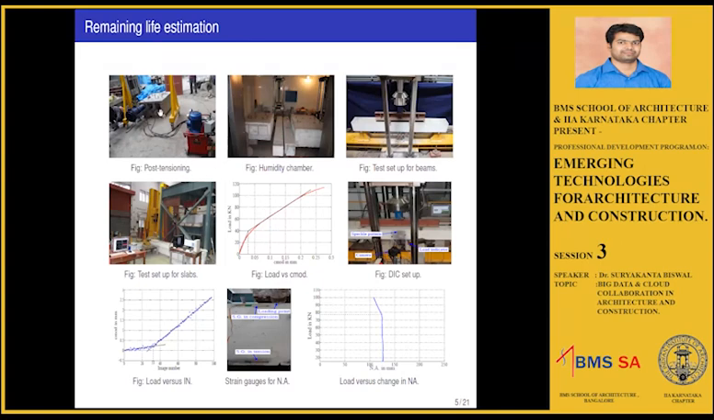So we cast post-tension concrete beams and slab. We kept them inside the humidity chamber under controlled humidity and temperature for 3 years. And like every 3 months, we used to take them out and take the measurement. And from the measurement, we built an FE model, a numerical model. From the numerical model, we predicted the life at 50 years and beyond.